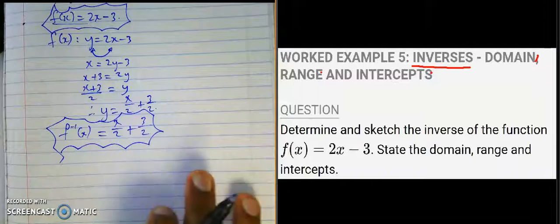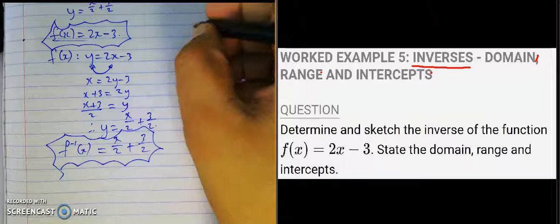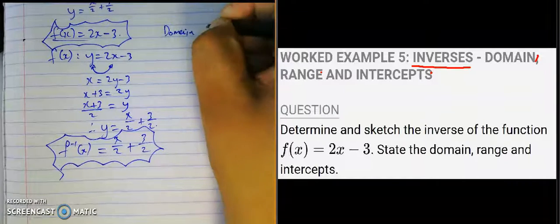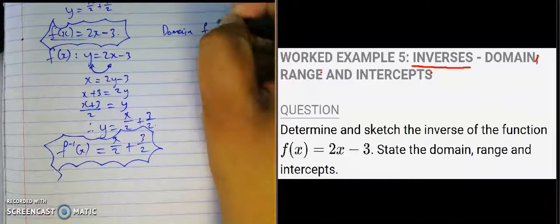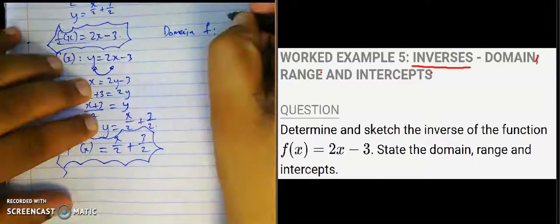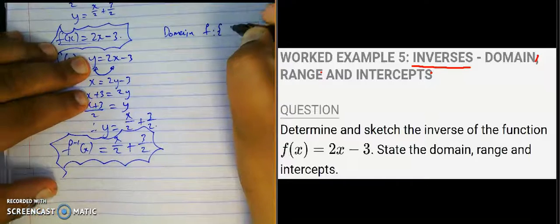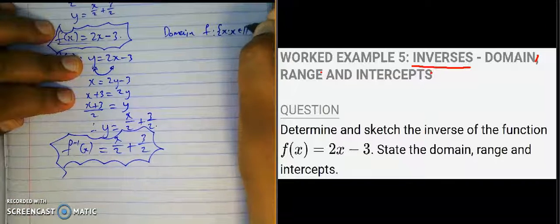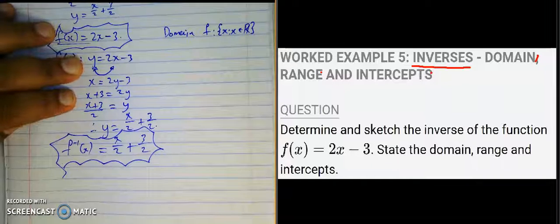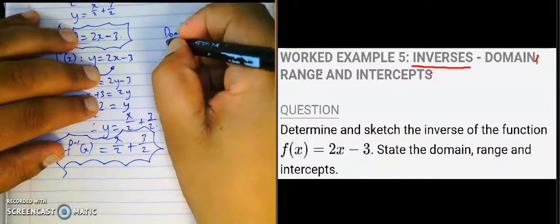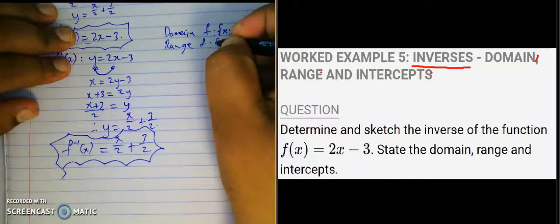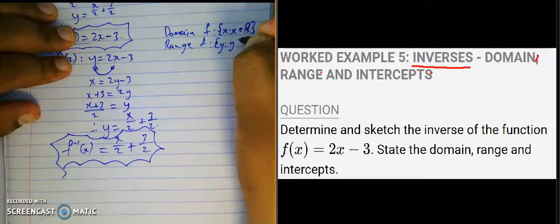Okay, so for my domain, let's start with my domain. The domain of f would be x, for x is an element of all real numbers, right? And that will be my domain. My range of f is y, for y is an element of all real numbers, and that's my range.